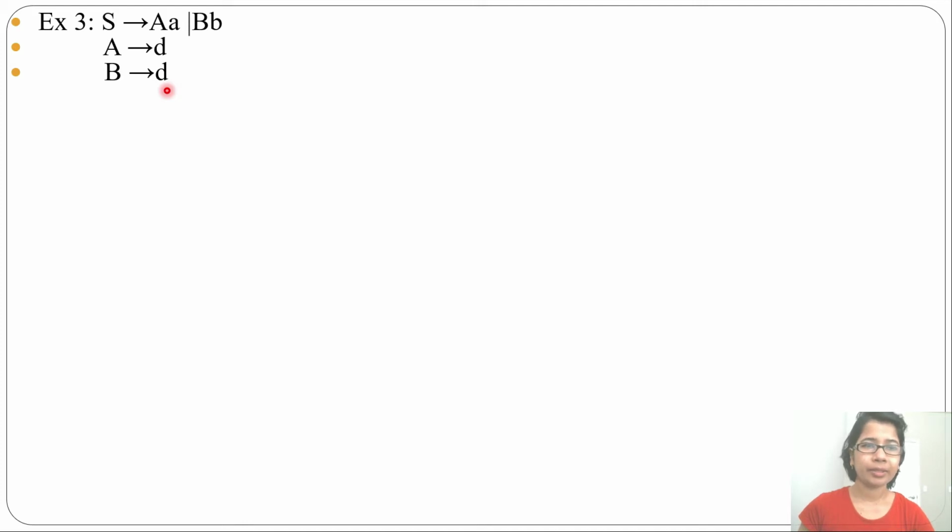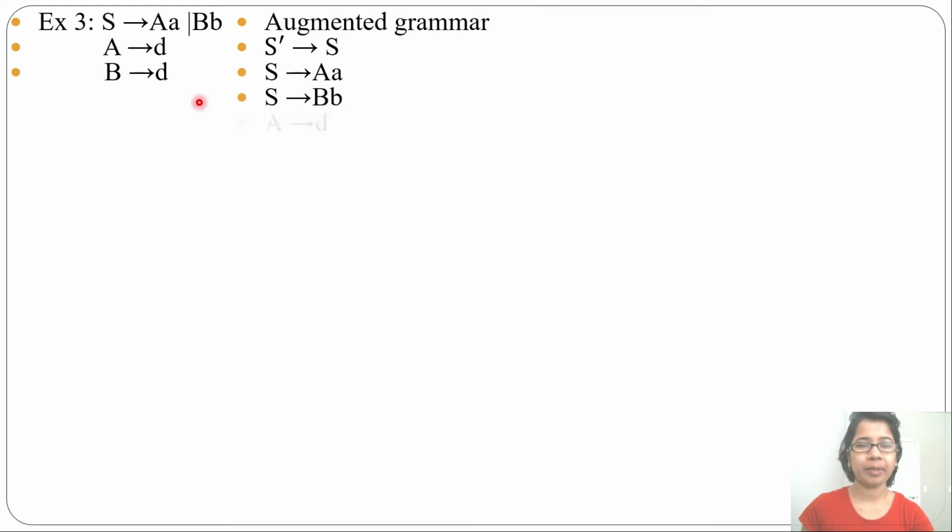Hi, let's construct LR automata and LR parsing table with example 3. I already discussed two examples of how to construct LR automata and LR parsing table. First step, we need to write the augmented grammar. Augmented production will be S' derives S. Then we'll write the grammar: S derives AA, S derives BB, A derives D, B derives D. Now the augmented grammar is done.